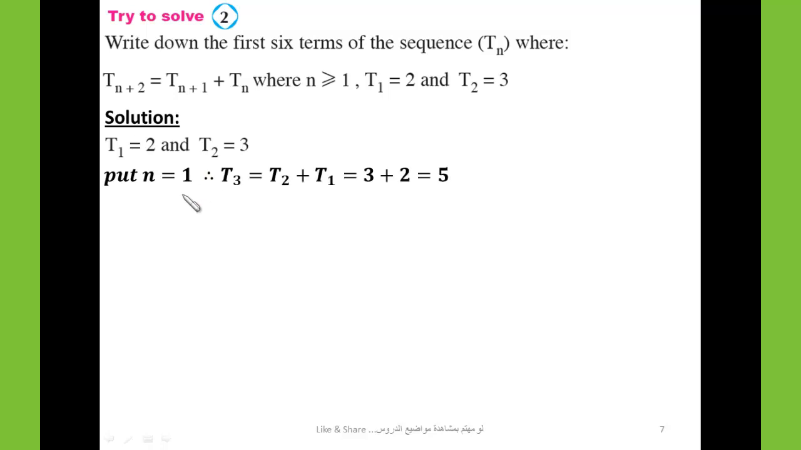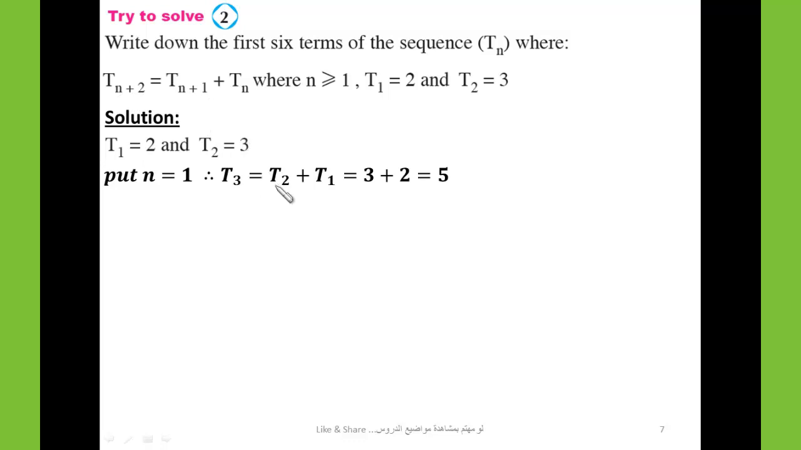Try to solve 2. Write down the first 6 terms of the sequence Tn, where Tn plus 2 equals Tn plus 1 plus Tn, where n is greater than or equal 1 and T1 equals 2 and T2 equals 3. Solution. First we write the given T1 equals 2 and T2 equals 3. It's from the given. And we substitute n equals 1.